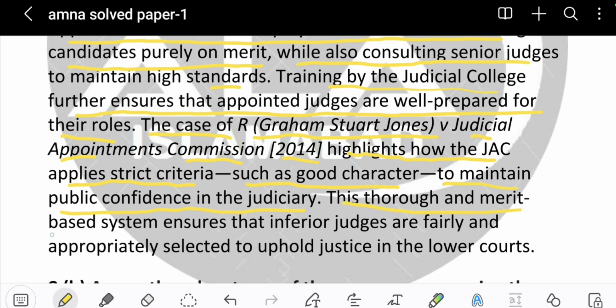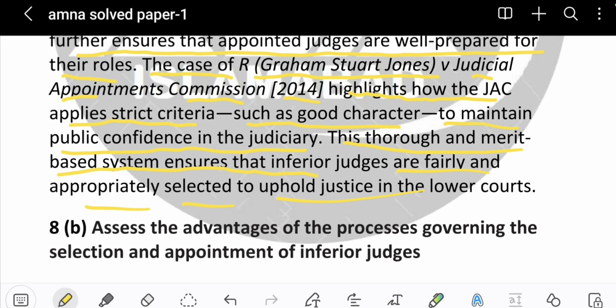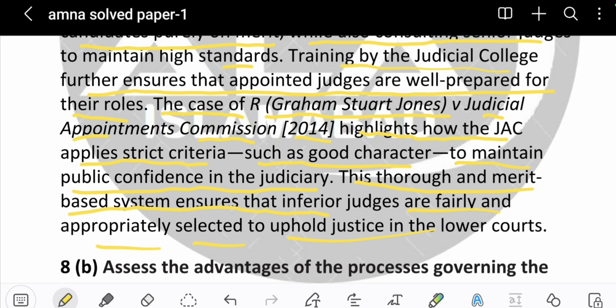This thorough and merit-based system ensures that the inferior judges are fairly and appropriately selected to uphold justice in lower courts. So basically, the conclusion has a mixture of the entire answer. We have added the case law again and told that in this case law, we have seen that having a good character is very important.